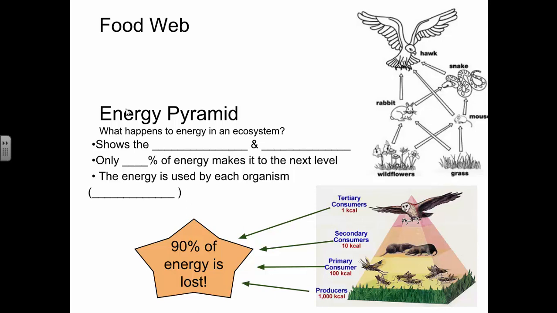So this is an example of a food web. It's not just a direct line from one organism to another. It's made of interconnected food chains. For example, one food chain might be wildflowers to mouse to hawk. That's one food chain you could find in this food web. Another one might be grass, rabbit, snake, hawk. That's another food chain. So from this food web, we could find several other food chains.